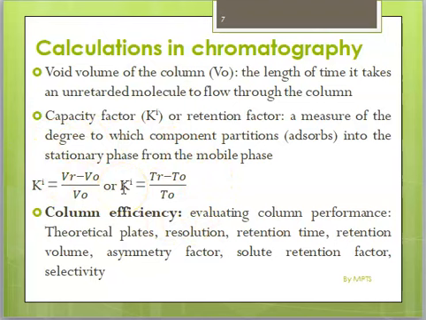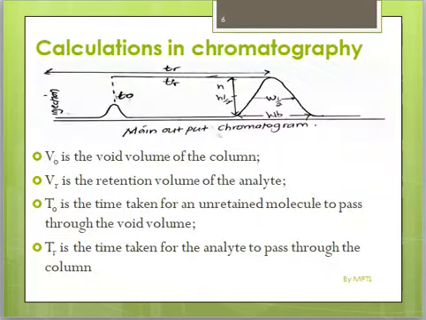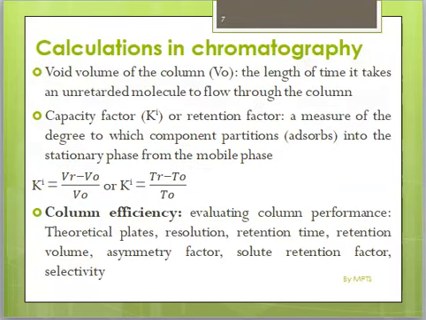Column efficiency. How do we evaluate column efficiency or column performance? We use theoretical plates. This is just a simplified version of chromatography. Then we have resolution, retention time, retention volume, and asymmetry factor. That is the asymmetry we mean: can it be divided into equal parts or not? Retention factor, selectivity, and all those have formulas on how they can be calculated.